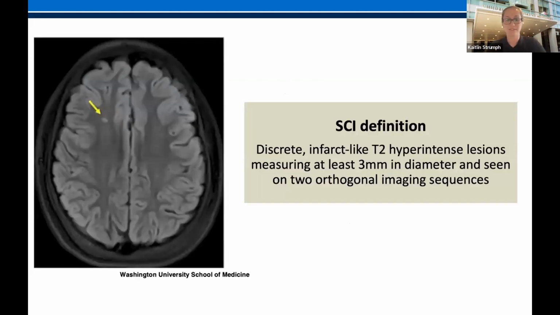So this is technically the definition of a silent cerebral infarct: a discrete infarct-like T2 hyperintense lesion that measures at least 3 millimeters in diameter, and it's seen on 2 orthogonal imaging sequences. The really big take home from this is that there are a lot of challenges in the definition of these silent cerebral infarcts. I'm not going to get into that too much, but just know that challenges do exist. A lot of it is just that, over time, our imaging gets a lot better, and now we're able to appreciate more of these infarcts compared to even the past 10, 20 years.